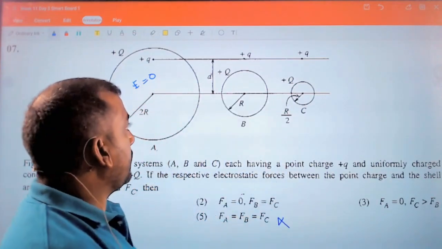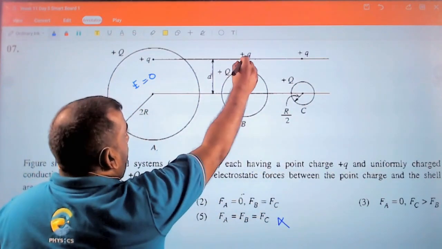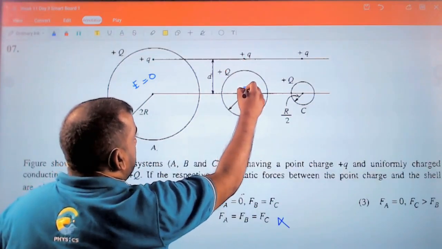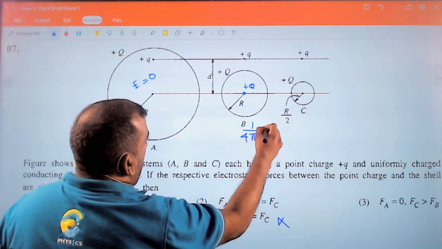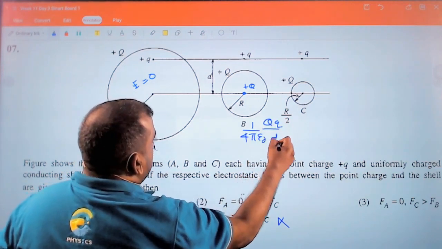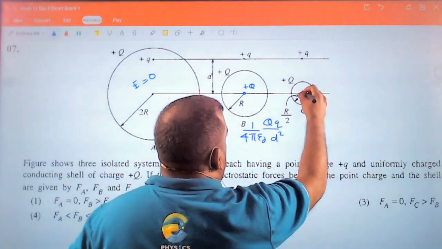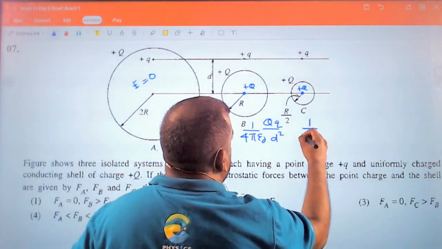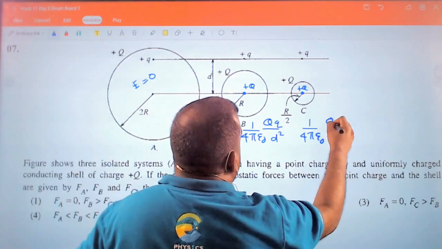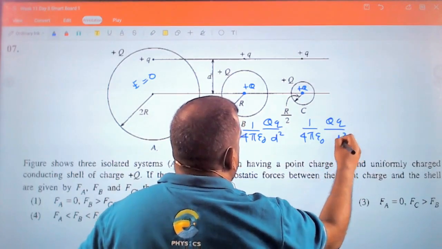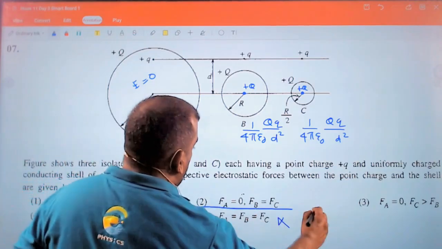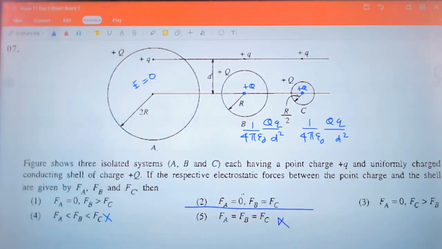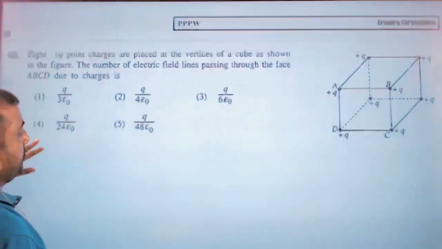Now look. How will I find the force here? Take all the charges, keep it at the center like a point charge. 1 over 4 pi epsilon naught capital Q simple Q over d square. What about here? Take all the charges, keep it at the center like a point charge. 1 over 4 pi epsilon naught Q times simple Q divided by d square. So FB and FC are equal, FA is equal to 0. Correct answer is answer number 2. Right.